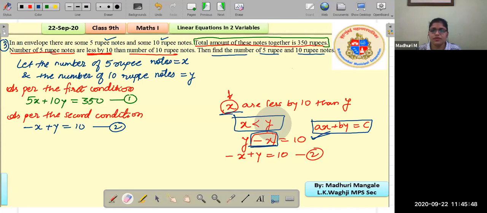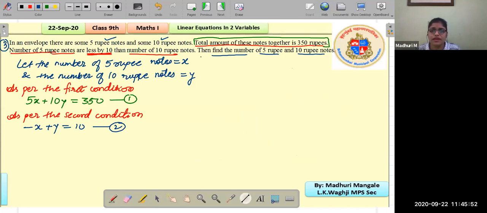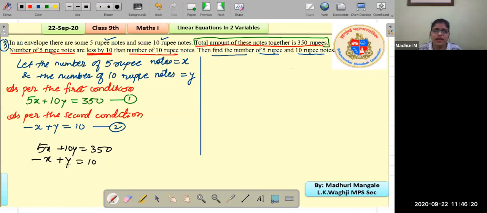Okay, students, I hope that is clear so far. And now the best part, we are solving by elimination method to find x and y. So let us look at the two equations. We check the x terms and the y terms, correct? 5x plus 10y is equal to 350 and minus x plus y is equal to 10. So the x terms are 5x and minus x. The y terms are 10y and just a y.